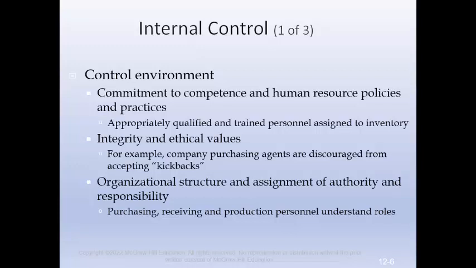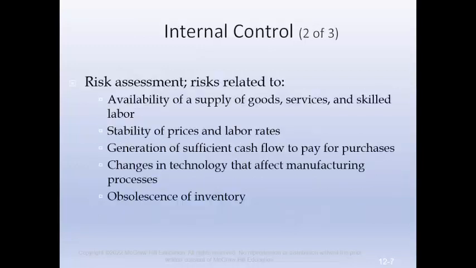Internal control is improved when the client's organizational structure is appropriate and when levels of authority and responsibility for purchasing and production activities are clearly communicated. It is especially important for personnel involved in purchasing, receiving, and production to understand their responsibilities for the application of controls. The risk of material misstatement of inventories and cost of goods sold is reduced when management evaluates and manages the risk related to purchasing and producing goods and services.